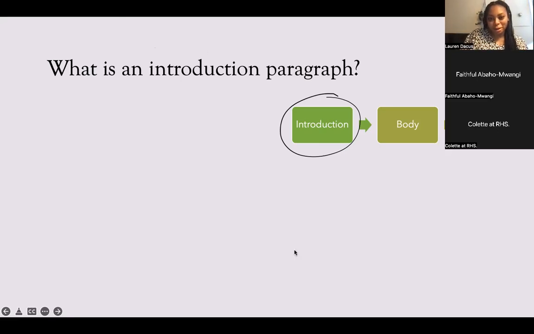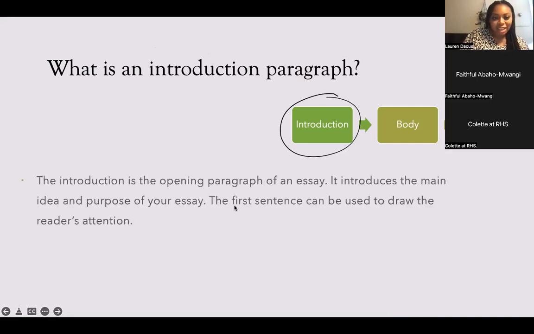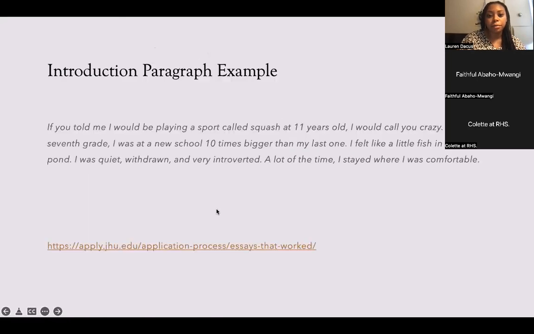An introduction paragraph is the opening paragraph of an essay. So it introduces the main idea and the purpose of your essay. The first sentence, and I'll also add the first few sentences, can be used to draw the reader's attention. Remember, this is the very first thing that whoever is reading your essay will get to read about you. And so your introduction paragraph is an opportunity to really draw in the attention of the reader.